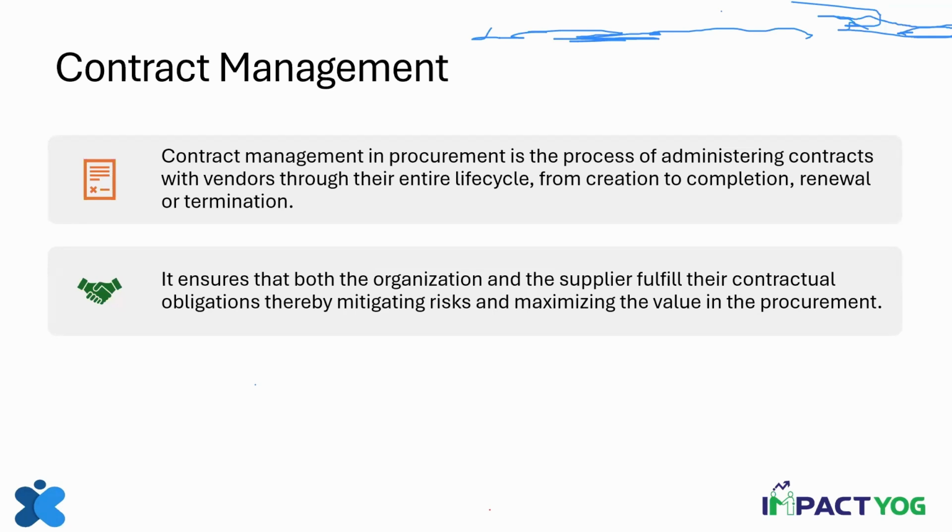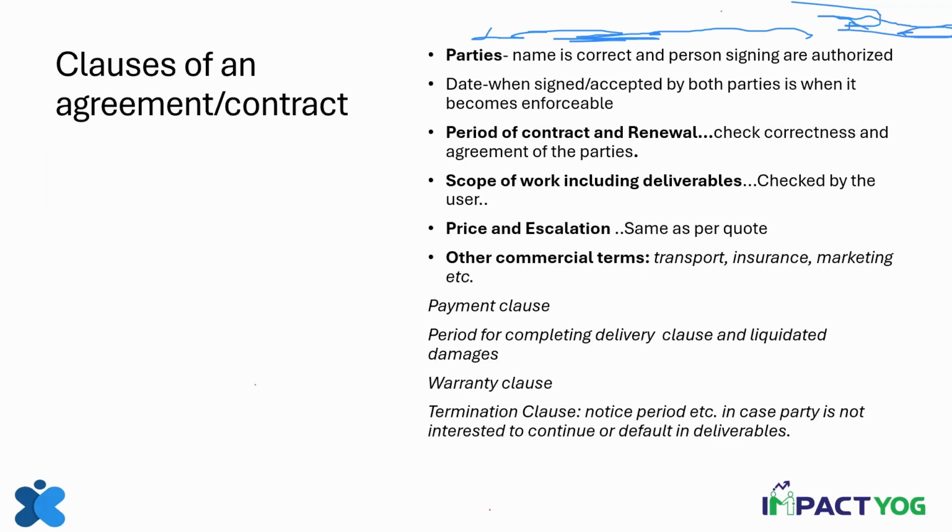Both parties fulfill their respective contractual obligations, which is what contract management is done for. So it mitigates risks for both and maximizes the value for the procurement. How does it mitigate risk? Because the supplier knows I have to do this much, and you as an organization know this is your obligation. You cannot go beyond that. So that is basically managing your risk in that procurement.